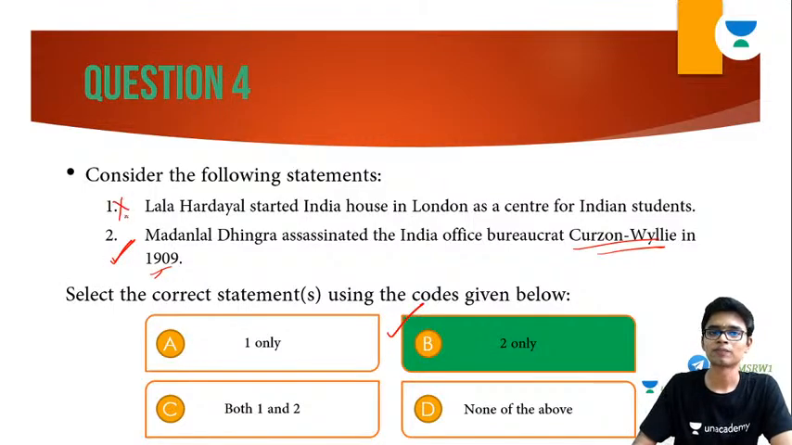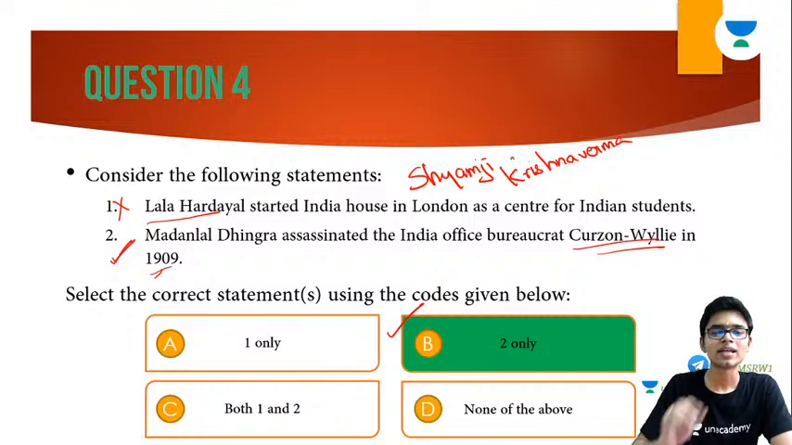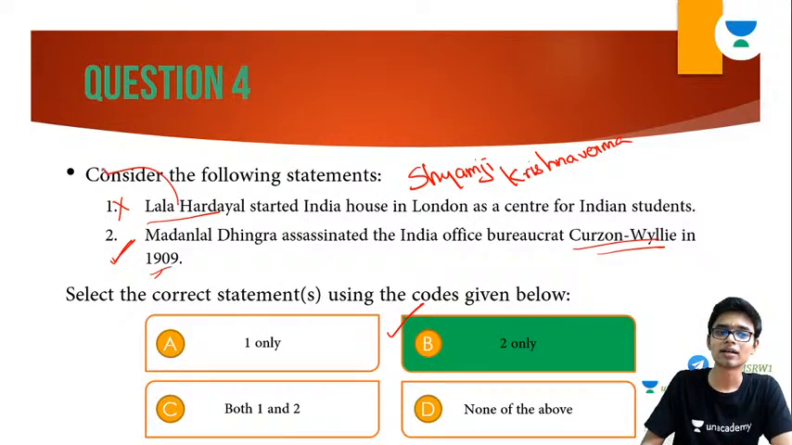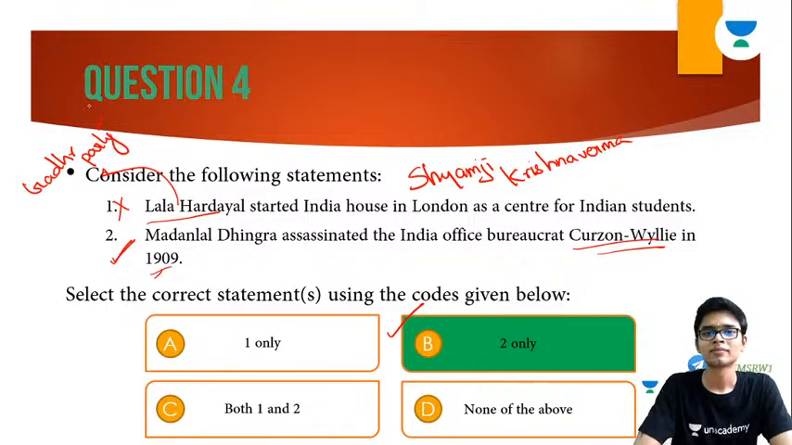The first statement is wrong. It is not Lala Hardayal who started India House in London. It is Shyamji Krishna Varma. He is the person who started India House in London as a center for Indian students. Lala Hardayal is associated with the Ghadar Party. Okay, Ghadar Party. Clear? So the first statement is incorrect. Answer is option B, 2 only.